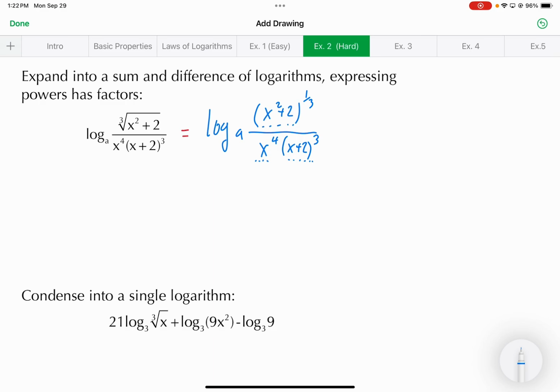Which one should I use first? Charlie? Take a guess, pal. You got a 33% chance. Not the power. Quotient. And I'll show you some instances where you would use power first. I'll make up an example after this. Why should we use quotient first, Colin? What do you think?